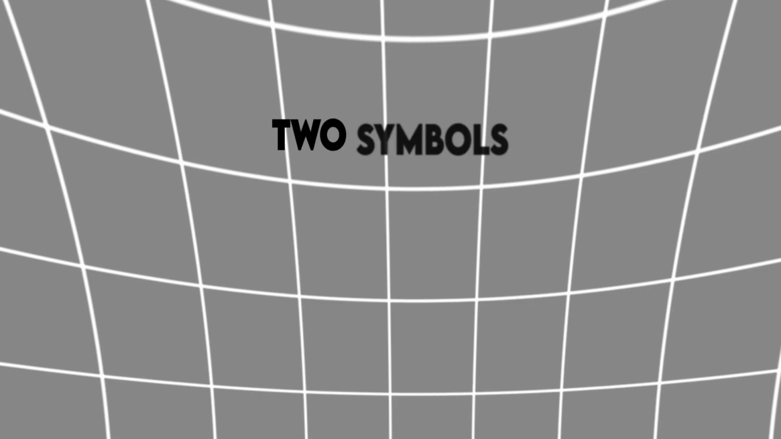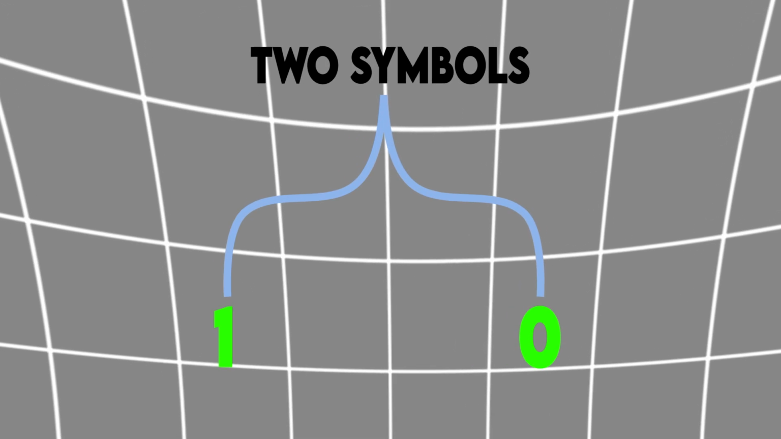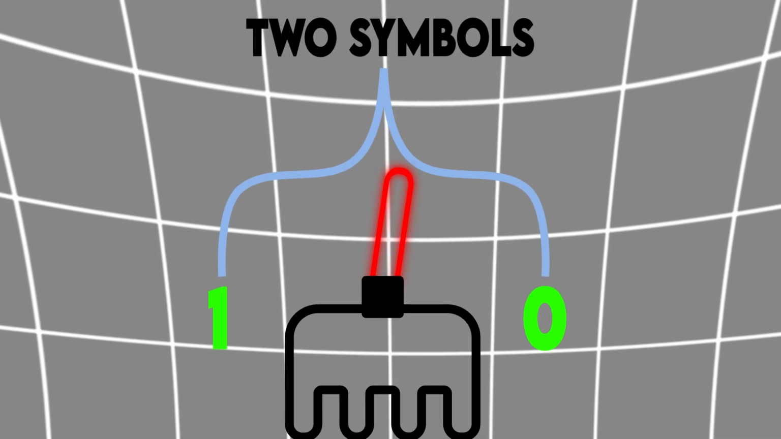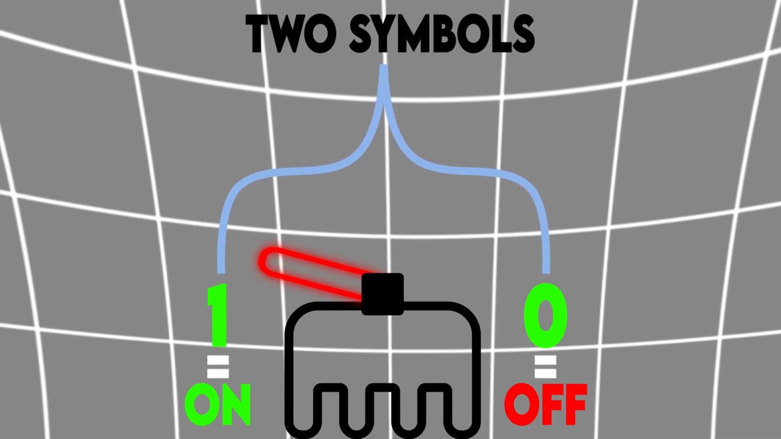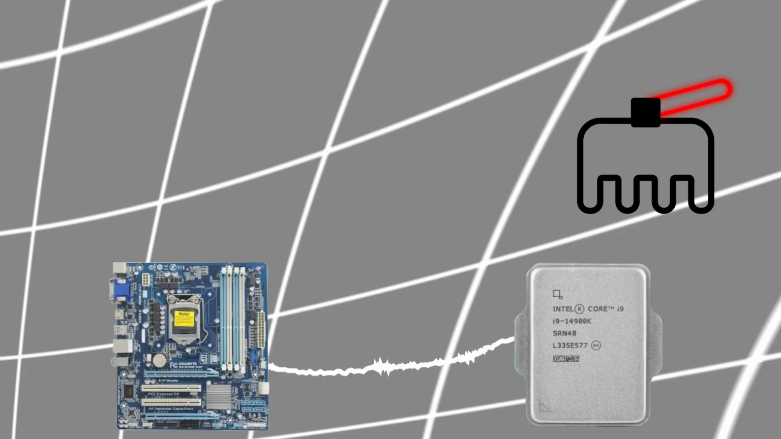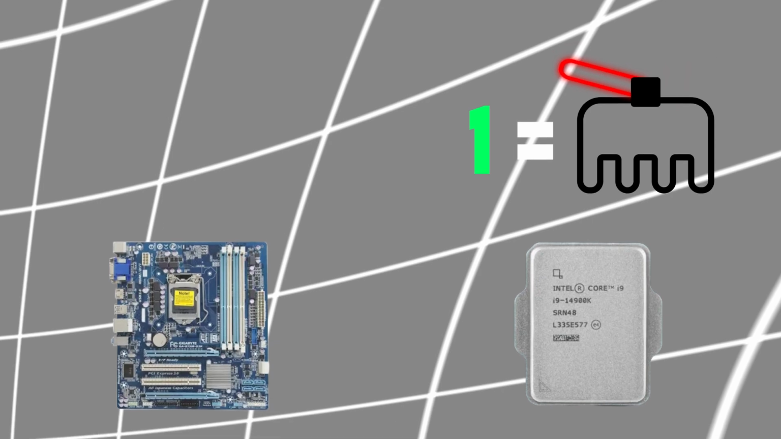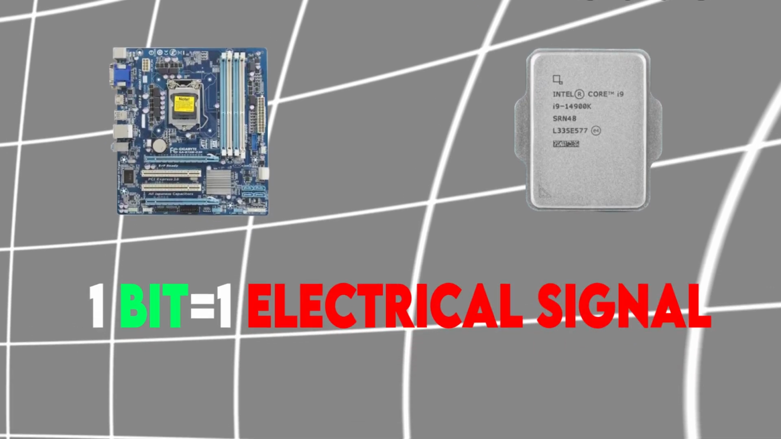The language of binary. In computer language, there are only two symbols, 1 and 0. This is represented by a transistor, which is like a switch that can be on or off, receives a signal or not. The motherboard sends an electrical pulse to the CPU. The CPU transistor receives this, turns on, and translates it as a 1. If the motherboard sends no pulse, the transistor stays off and translates it as a 0. 1 bit represents 1 electrical signal.